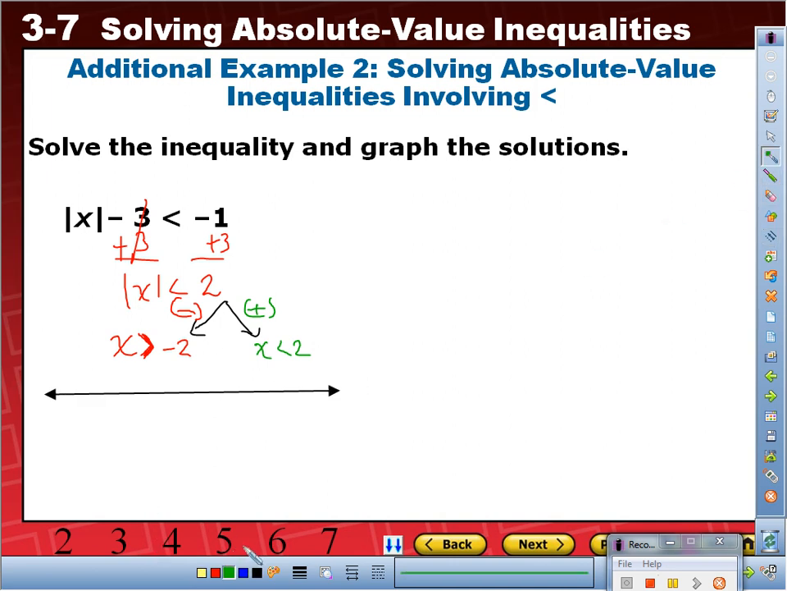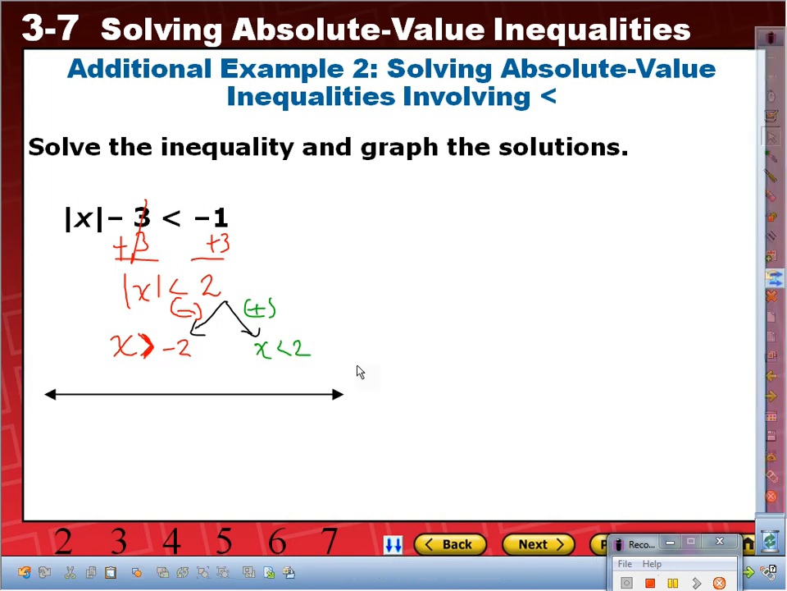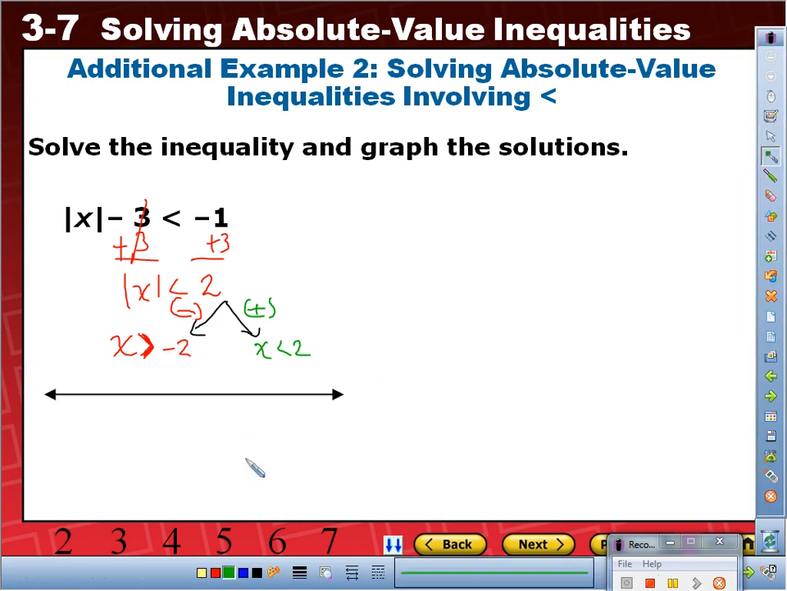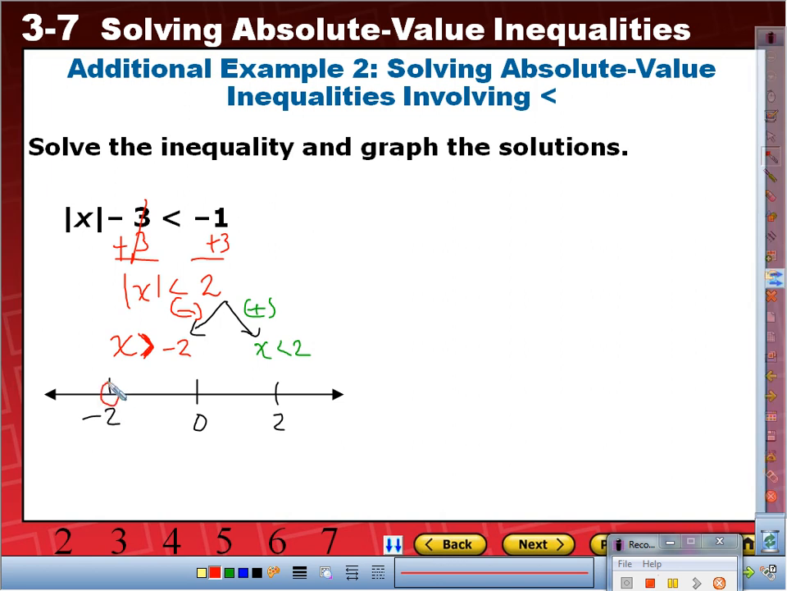Now let's plot. Okay, we got, is that a little crooked? Yeah, it is. There it is. We got 0, negative 2, and 2. I'm going to graph this one in red. Do we include negative 2? No, so it's an open circle just to indicate our spot. And it reads, x is greater than negative 2. What numbers are greater? Everything to the right. Right?